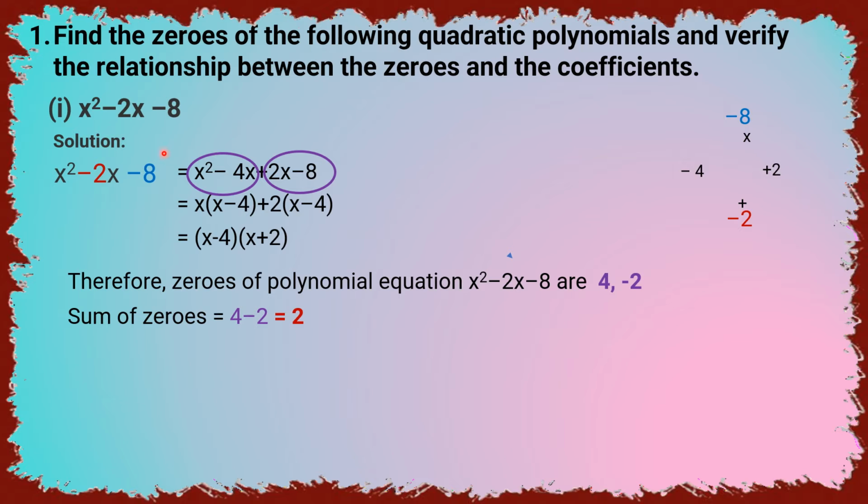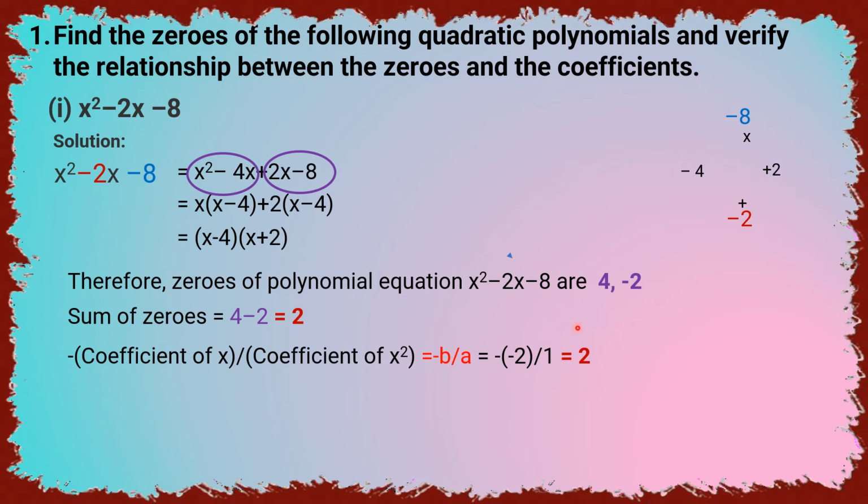Now let us verify the relationship between the coefficients. Here we know that the sum of the roots is equal to minus b by a. Here b is minus 2 and a is 1. So minus of minus 2 divided by 1 is equal to 2. Hence we verify the relationship between the zeros and coefficients.